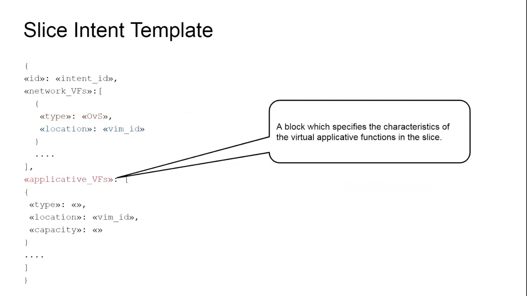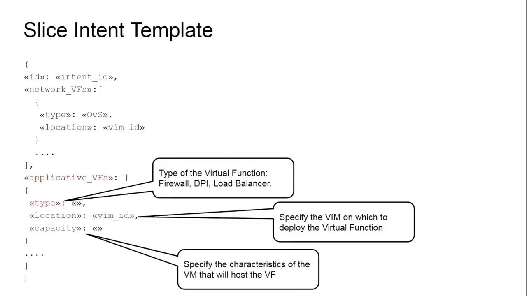Then the second block identifies the set of applicative functions that are found within the slice. These applicative functions are characterized by their type, which up to now we consider firewall, DPI, or load balancer. Then also their location, and then the capacity of the virtual machine that will host these virtual functions.